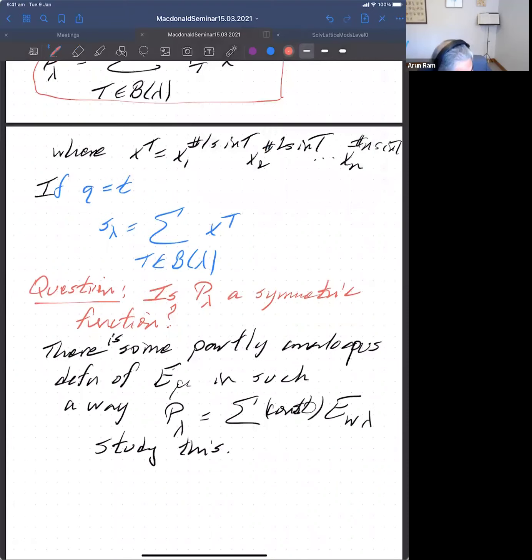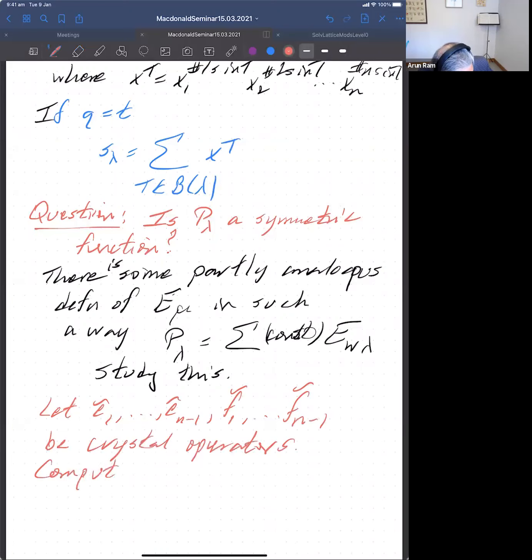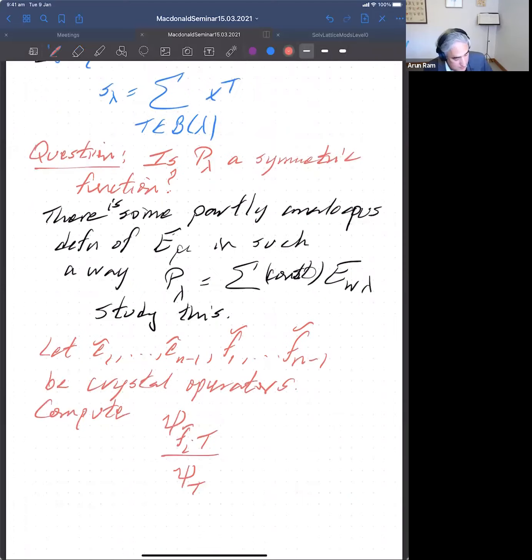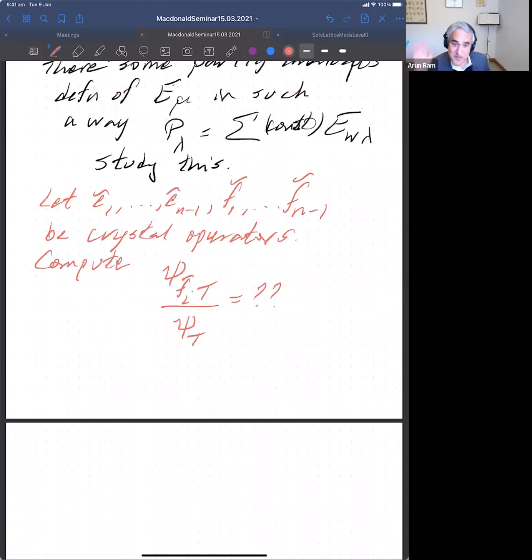And that is, let E1 up to E(n-1), it should go from just 1 to n minus 1 in this case, and F1 up to F(n-1) be the crystal operators. And then simply compute this number: if I apply a crystal operator to the tableau, how does that relate to before I apply the crystal operator? And I don't know. I think actually there's a lot of gold here, very close to the surface, and you just have to start to get to work and compute your hook numbers.